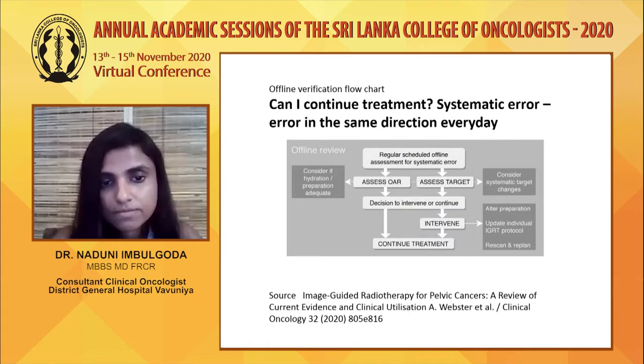Offline verification flowchart. The question is, can I continue treatment? Are there systematic errors? That is, errors in the same direction every day that would eventually make an outcome in the final treatment. So we consider that and check whether we need to make any adjustments, consider the targets, consider the organs at risk, and see what adjustments we need to make and intervene before the next treatment.